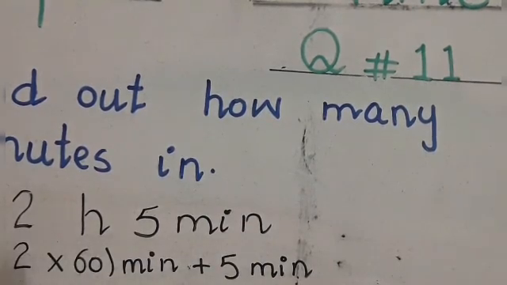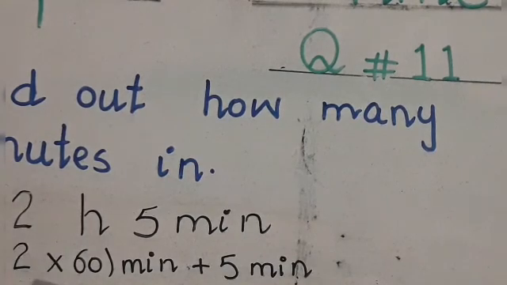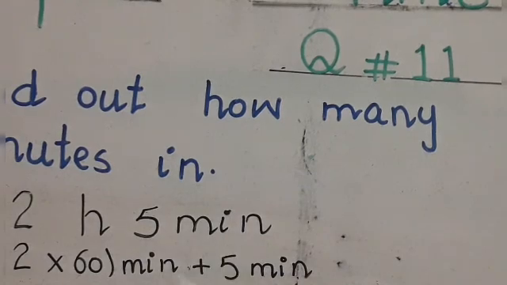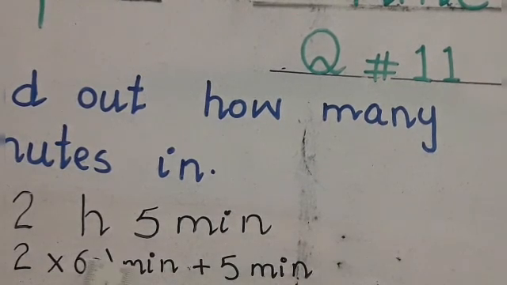Okay students, next question is 2 hours and 5 minutes. So 2 will come as it is, and in 1 hour how many minutes? 60 minutes. So we will multiply 2 by 60 minutes, and the remaining number is 5 minutes. So we will add 5 minutes. Okay, first of all we will solve both of these, and then we will add 5 minutes.